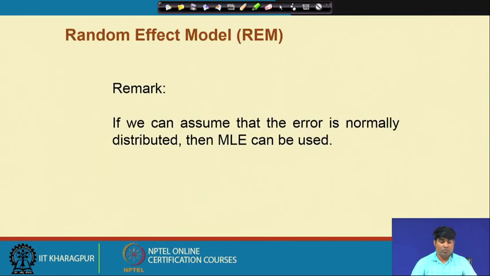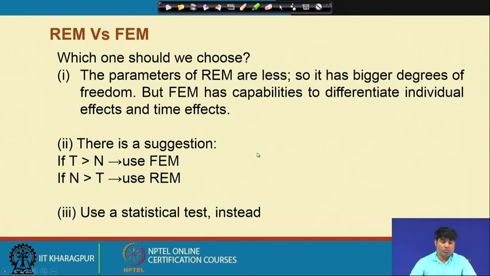Then what is happening here in the random effect models is that we assume the error is normally distributed, and then the maximum likelihood estimator can be used to estimate these parameters. The parameters of random effect models are fewer, so it has many degrees of freedom, but the fixed effect model has the capability to differentiate the individual effect and the time effect.